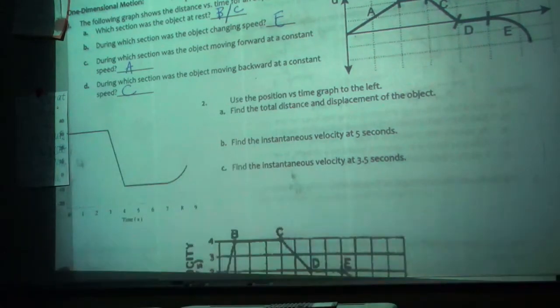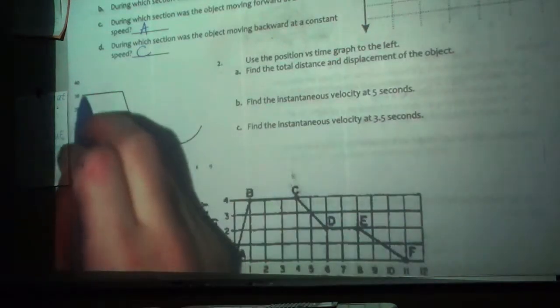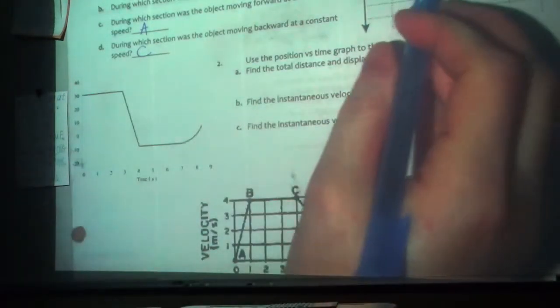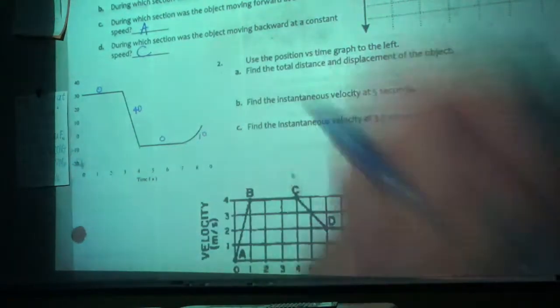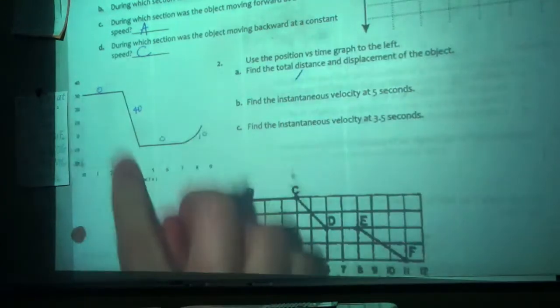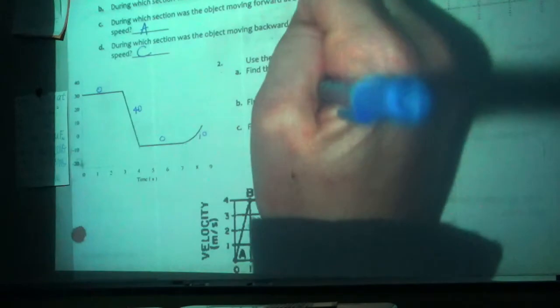Another position versus time graph, we're calculating the total distance and total displacement. Right here, we just said the flat line staying at the same position is at rest, so it doesn't go any distance. From 30 down to -10, it's going down 40 meters. It's at rest again, and then it goes up another 10. Total distance, you add up all the different distances. 0, 40, 0, and 10 gives me a total distance of 50 meters.